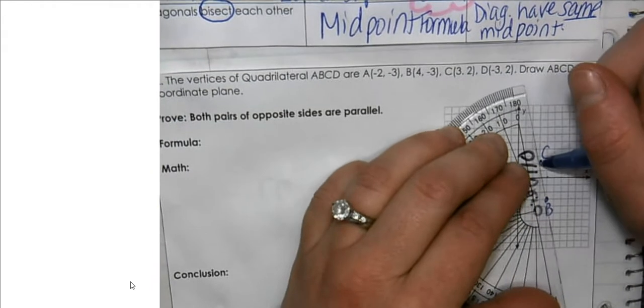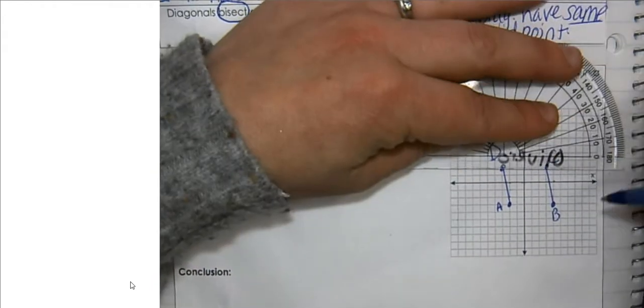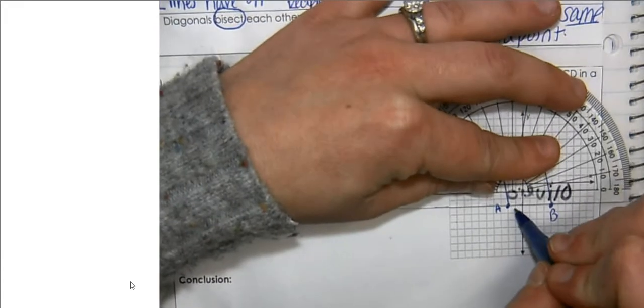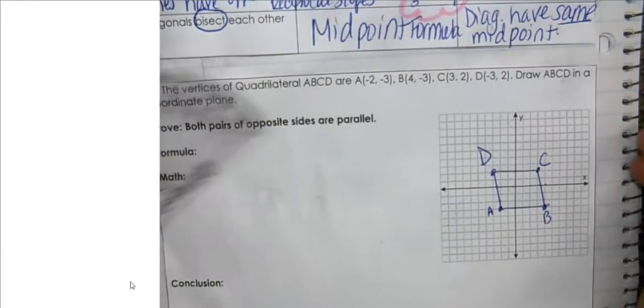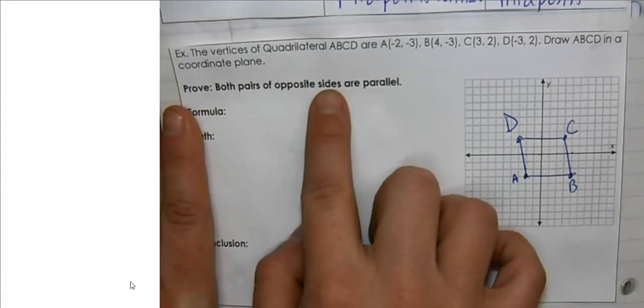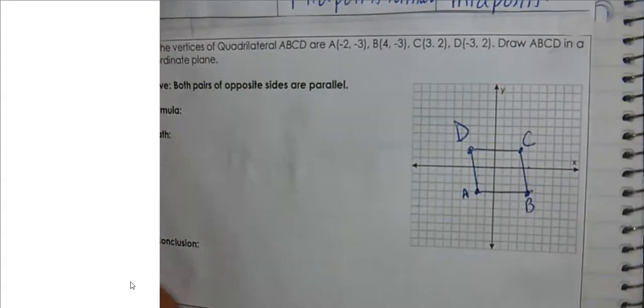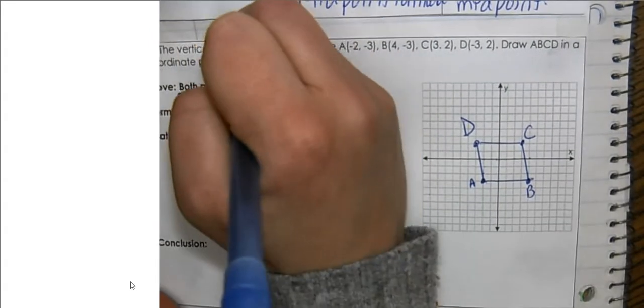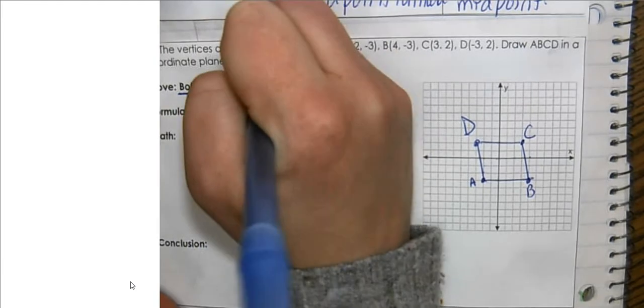And then they're going to ask you to prove a statement about this quadrilateral. What you're going to be asked to do in this problem is to prove that both pairs of opposite sides are parallel. So that's what we want to do. Both pairs of opposite sides are parallel.